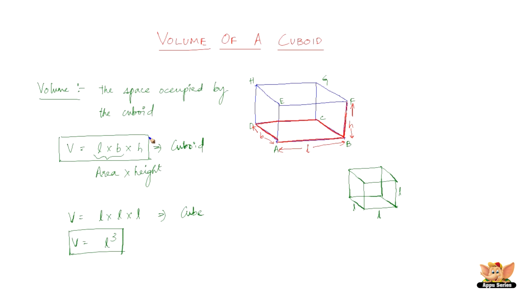Also, using this expression, that is V is equal to L into B into H, we can also derive other expressions from this. For example, we can find the length of a cuboid when the volume, breadth, and height are given. That is L equals V by B into H. Similarly, we can find breadth and height when the volume and the other two measurements are given. So this is a summary of volume of a cuboid and of a cuboid when all the dimensions are equal. So that is a cube.